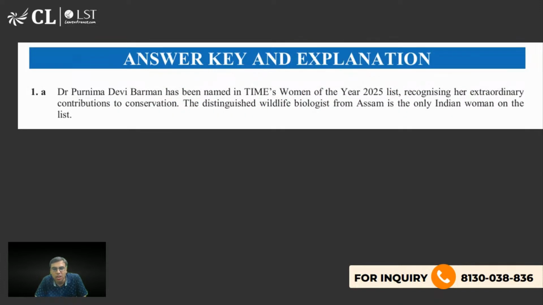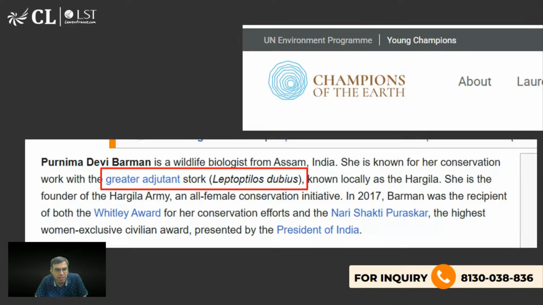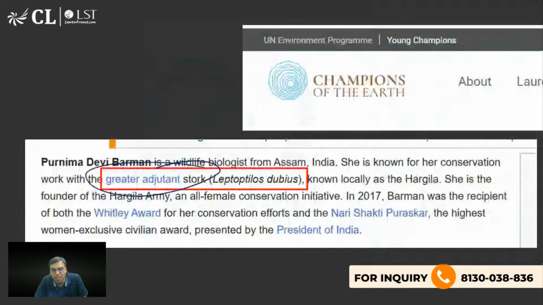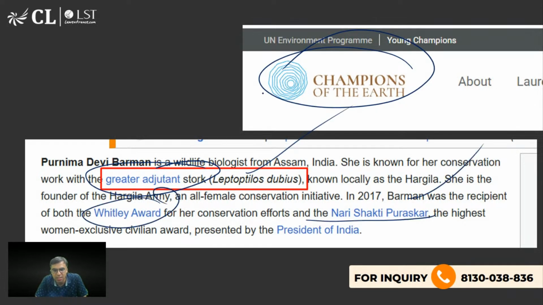Greater adjutant stork, है ना? ये होता है greater adjutant stork. This is for the protection of that. ठीक है? She was also given Champions of the Earth award. Also, ठीक है? Whitley award भी मिला था, नारी शक्ति पुरस्कार. And अच्छा, अब बताओ, टाइम पर्सन ऑफ द ईयर अवार्ड 2024 किसको मिला है?